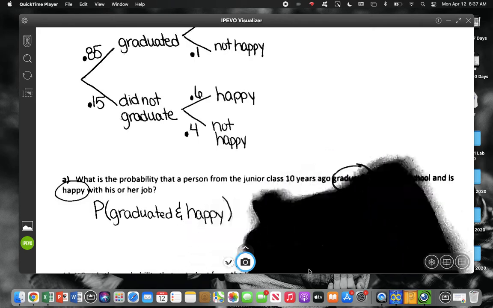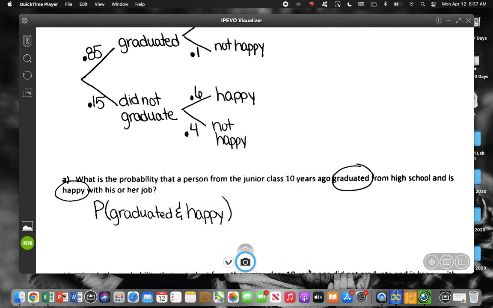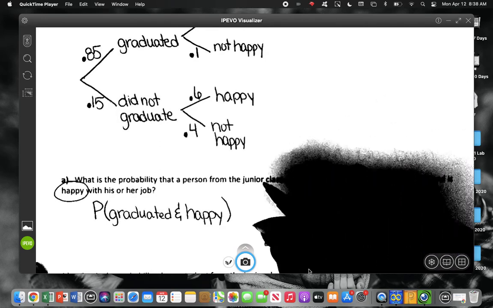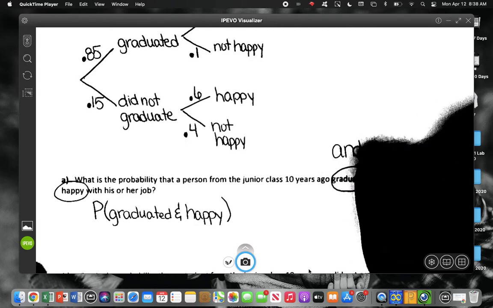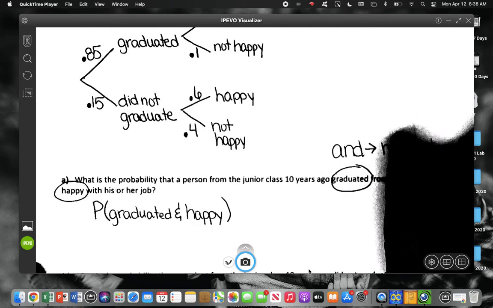Okay, so think about this when we were doing probability of multiple events. When we saw the word and, did we add or did we multiply? We multiplied. All right, so anytime you see the word and, you are going to multiply. What word is associated with adding?